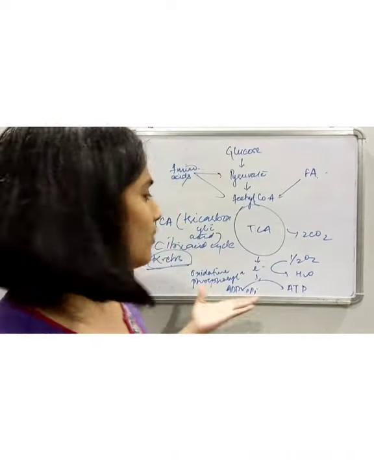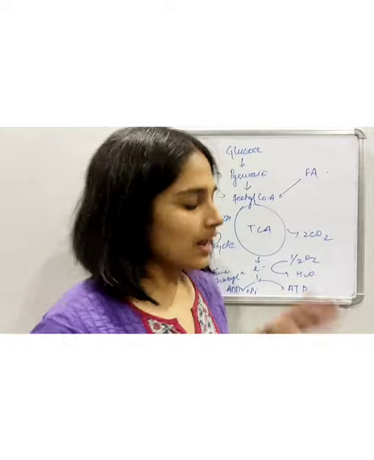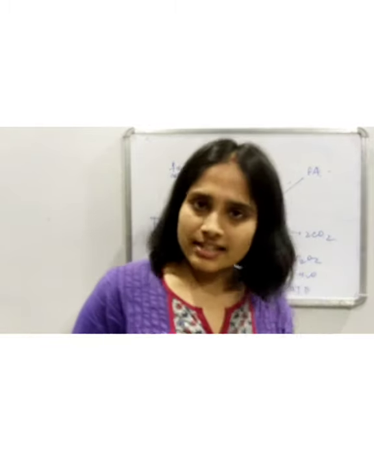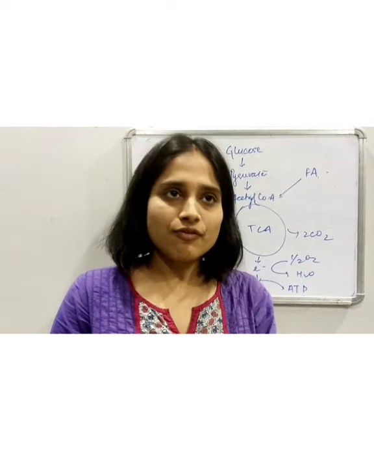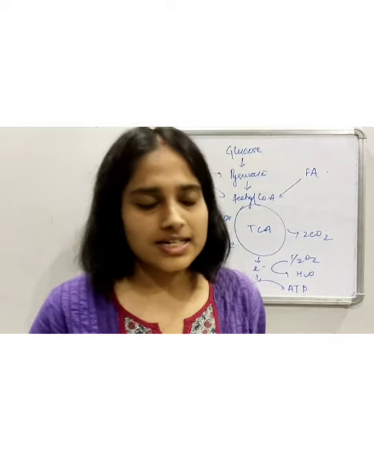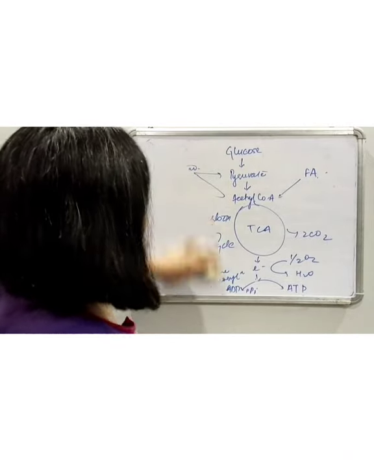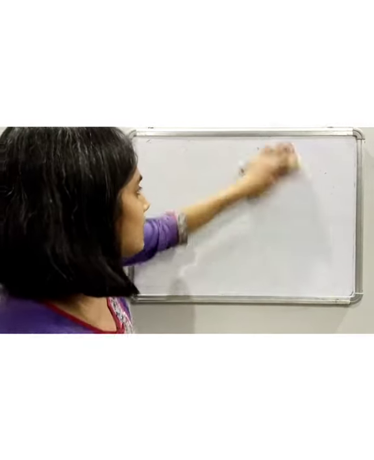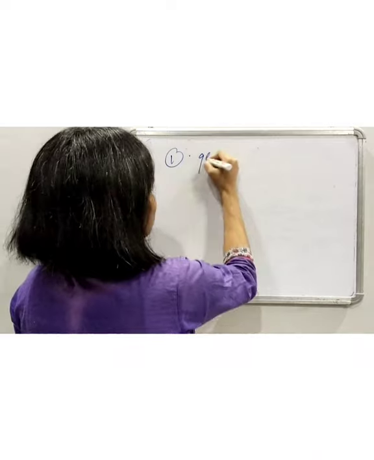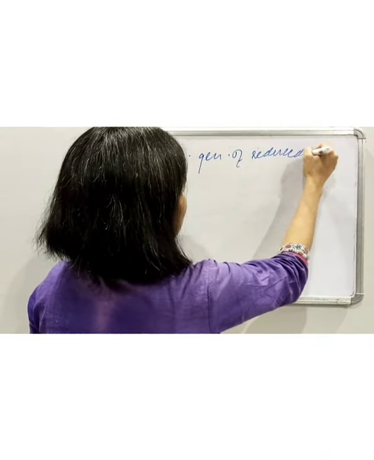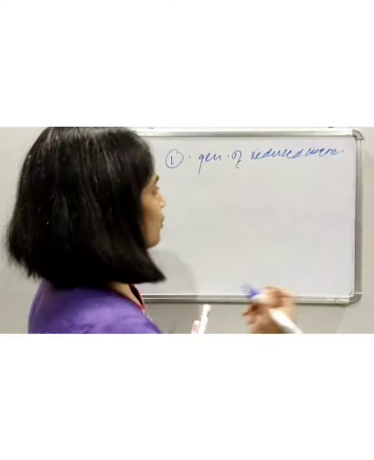Some of the coenzymes that are reduced during this TCA cycle are NAD plus to NADH and FAD into FADH2, and these reduced coenzymes are then used by the electron transport chain and oxidative phosphorylation for generation of ATP. Now this TCA cycle serves two purposes. First, generation of reduced coenzymes. These reduced coenzymes are used to produce energy.